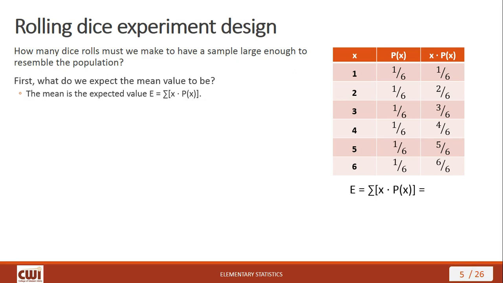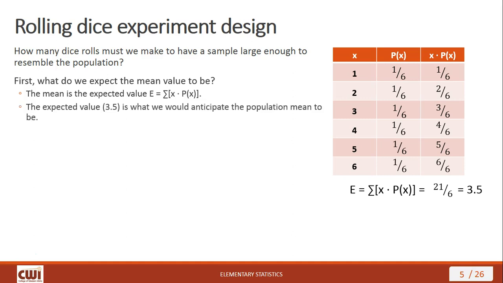That's the formula for expected value. So we take 1/6 plus 2/6 plus 3/6 plus 4/6 plus 5/6 plus 6/6, we get 21/6, which when you divide out gives you 3.5. So the expected value, 3.5, is what we would anticipate the population mean to be.